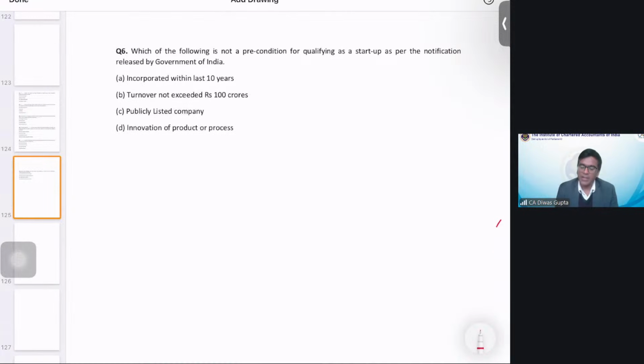Question number six, students. Which of the following is not a precondition for qualifying as a startup as per the notification released by the Government of India? Just now we discussed. Incorporated within last 10 years, turnover not exceeding 100 crore, publicly listed companies, and innovation of a product or a process. I think all of you are right. Shailendra, you're right. Geeta, Lavanya, all of you are right. It's publicly listed company, students.